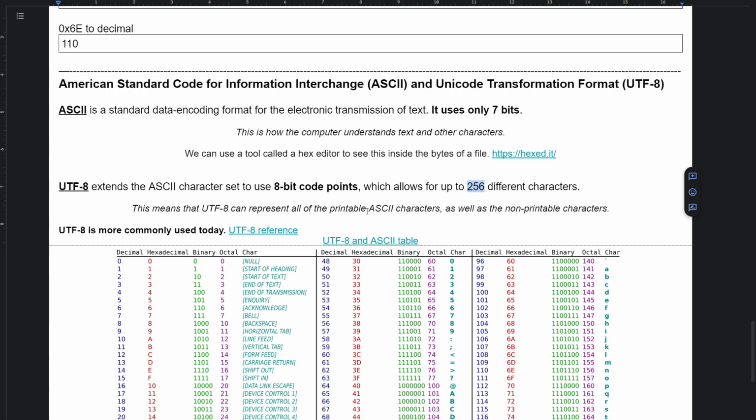So we can represent all the printable ASCII characters as well as some non-printable characters with UTF-8, and it is very commonly used today. But of course we want to learn about ASCII. So there's a reference here that I've linked, and of course you'll have access to this stuff.